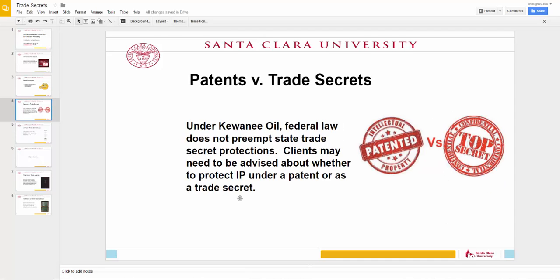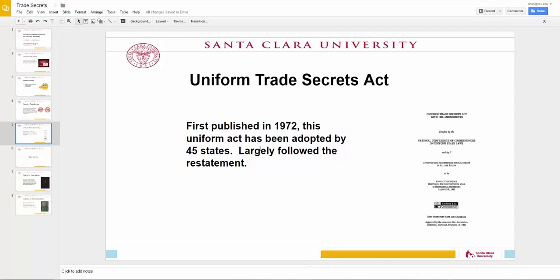But largely, trade secret law remains a purview of the states, and that continues to be true as the Uniform Trade Secrets Act was enacted, published in 1972. The Uniform Trade Secrets Act was a document created by the National Conference of Commissioners on Uniform State Laws. Since 1972, its first iteration, this Uniform Act has been adopted by 45 states, and it largely follows the Restatement on Trade Secrets that was published in the 1930s.